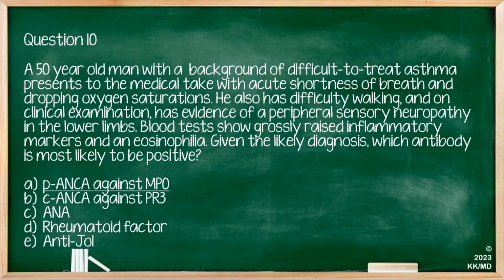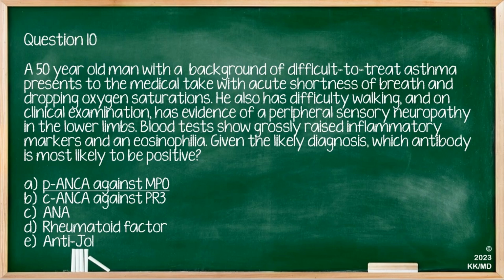You will remember from discussing in question 9 that it's really important not to mix option A and B together because it's actually really quite frequently tested in MRCP examinations. Option B, C-ANCA against PR3, is what you would be expecting in the case of GPA, formerly known as Wegener syndrome.